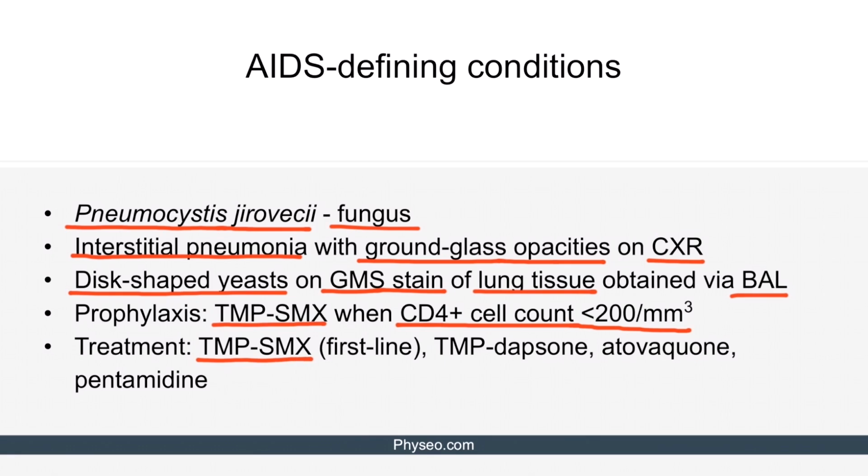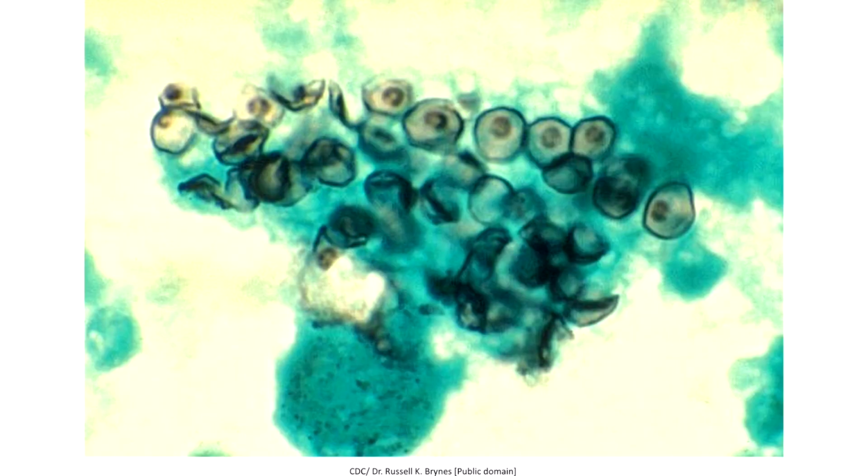So, the same thing. However, if a patient has a sulfa allergy, then alternative medications are trimethoprim, dapsone, atovaquone, or pentamidine. Here's an image showing the disc-shaped yeast on GMS-stained lung tissue.